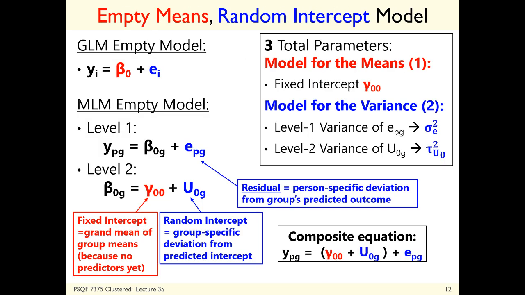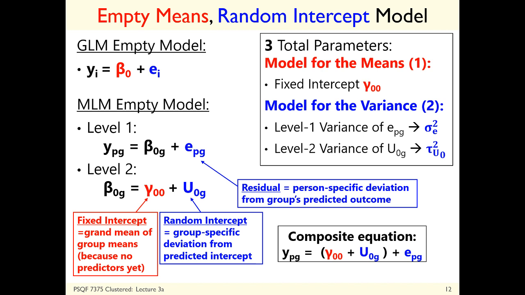So in equations, switching notation into a multi-level style. GLM empty model, everything goes on one line, no predictors, one source of variance. Y gets an I subscript because it's for each individual. E gets an I subscript because it's for each individual. And beta 0 did not have an I because it's a fixed effect. Everybody got the same.